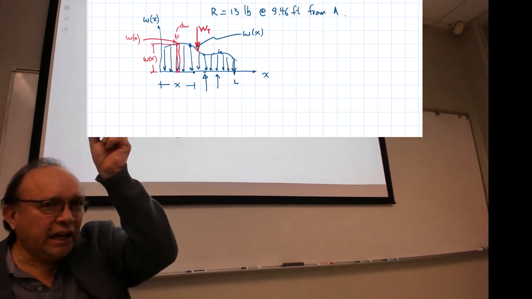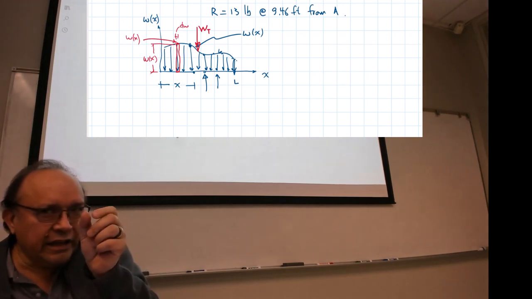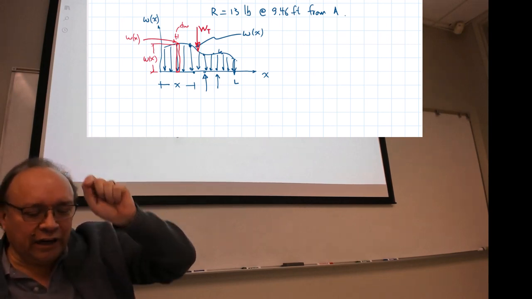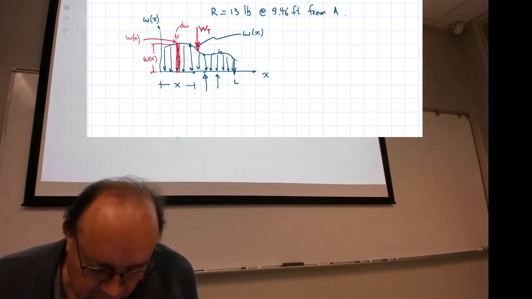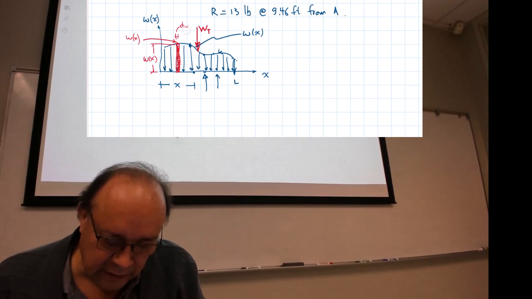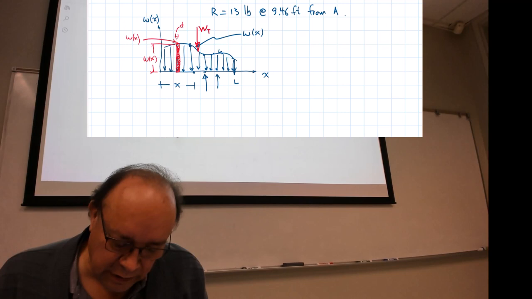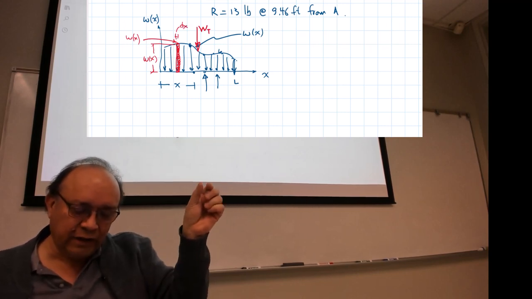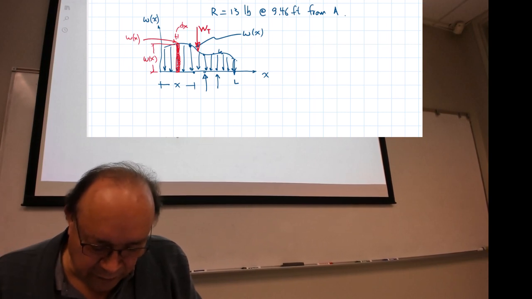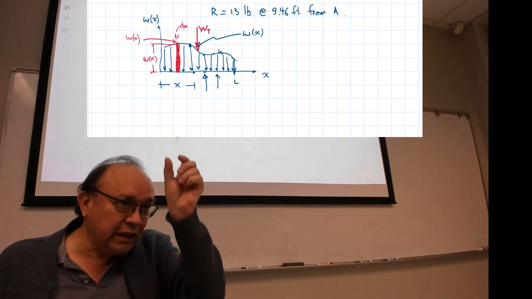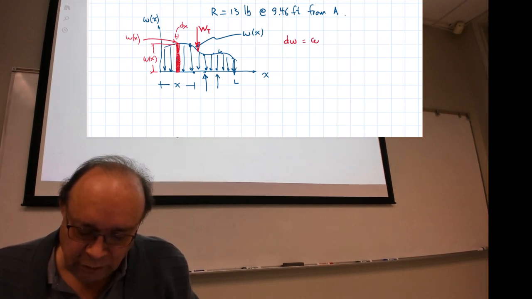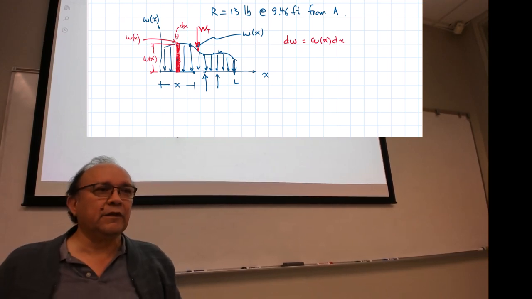So if you consider just a tiny rectangle with differential width dx, and the height is the magnitude or intensity of the load at that point. Sorry, here I don't say dW, I say dx. This is dx, the horizontal length of that little rectangle, and the height is W of x. The area of this red rectangle, or the intensity of the load equivalent to that little rectangle, we can call dW, will be equal to W of x dx. Okay?